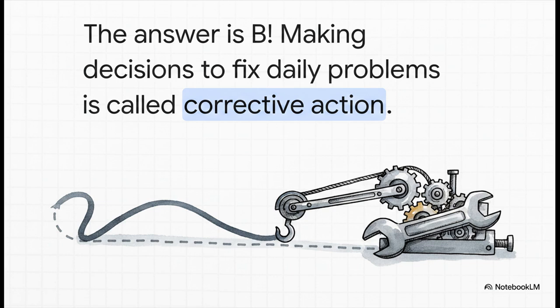When your project starts drifting away from that detailed roadmap you spent so much time on in Phase 2, because let's face it, they always do, corrective action is the exact mechanism you use to wrangle it right back to its original baseline. It's daily problem-solving in action.